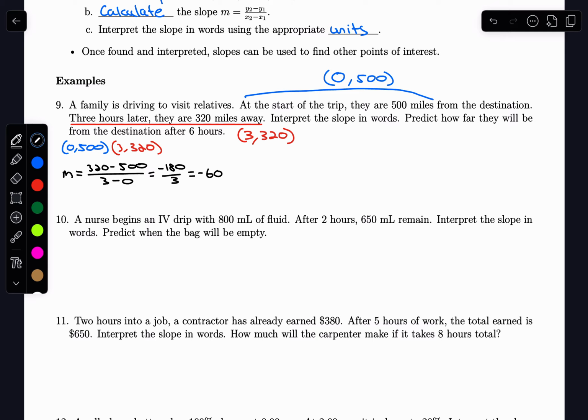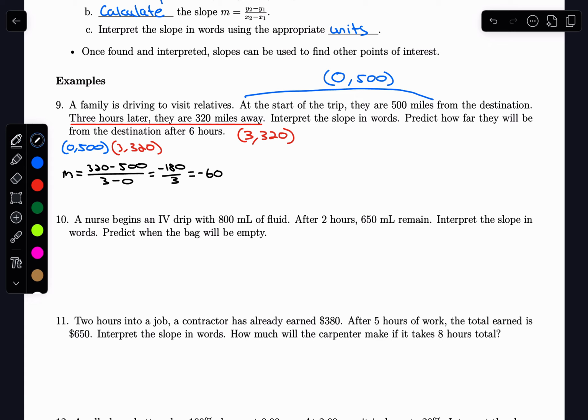Okay, so we need to bring units into this. When I set up what my x values and y values are, I said that my x values, which are 0 and 3, represent hours. So that means the denominator of my slope there, 3 minus 0, these are hours as our units. On the top of my fraction, though, I have the y values, which we said represent miles away. So I have miles on top and hours on bottom. When you have miles divided by hours, that gives you the unit miles per hour.